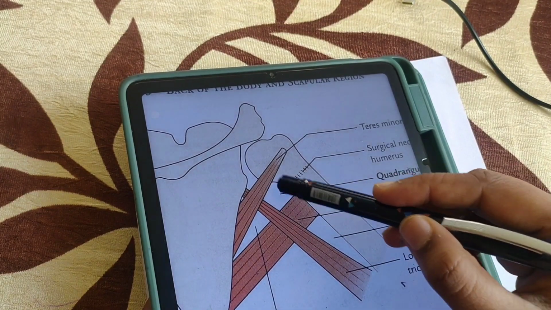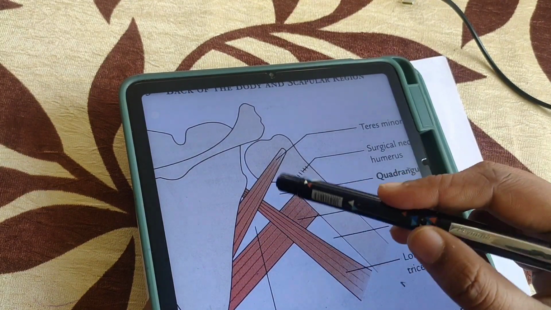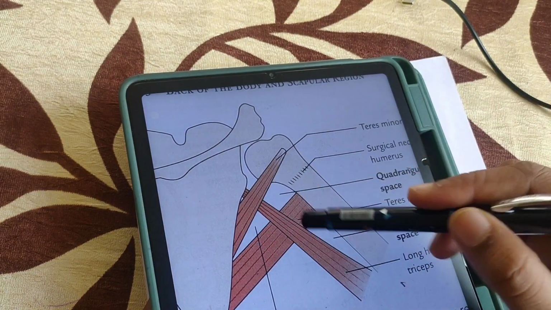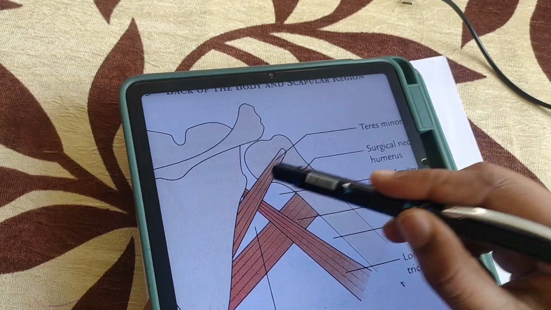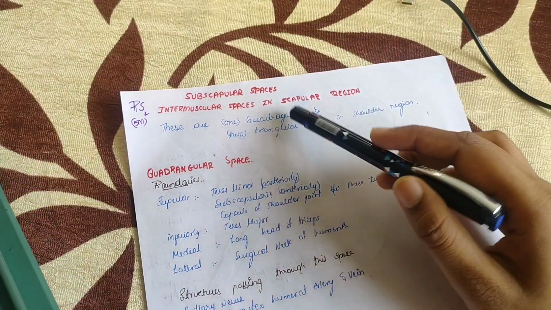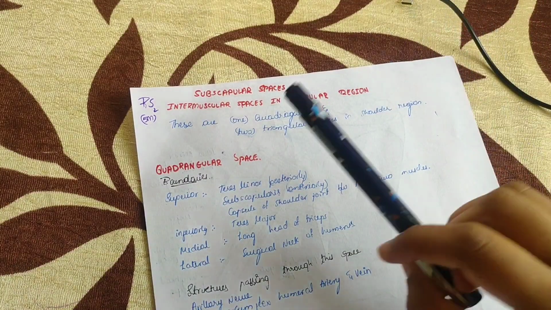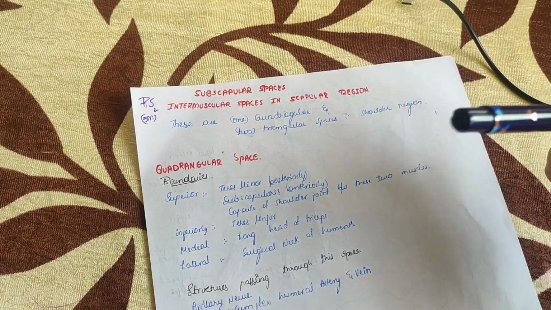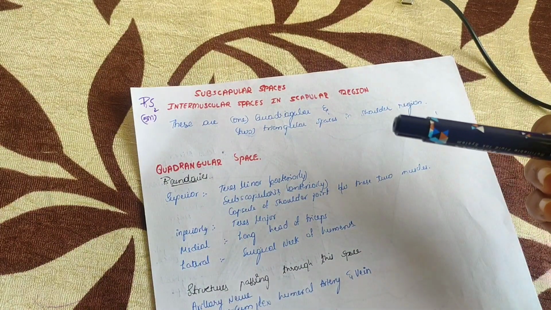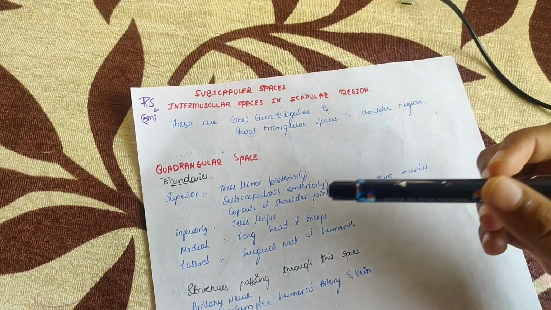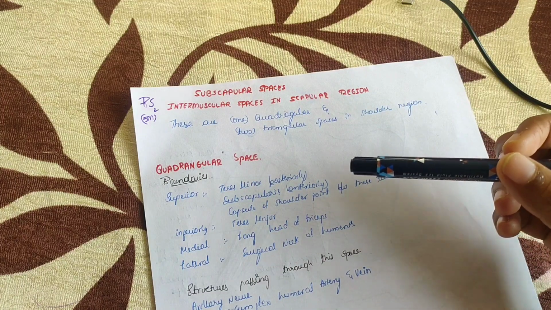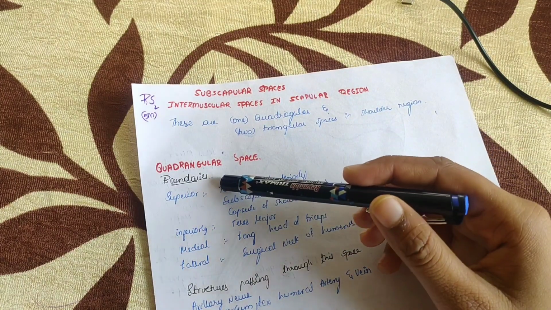So this is a quadrangular space, and these two are triangular spaces. There are 3 spaces, one quadrangular and 2 triangular spaces. These are in between the muscles, so they are called intermuscular spaces. We need to write the boundaries of these 3 spaces and the contents, the structures that are piercing or crossing those spaces.